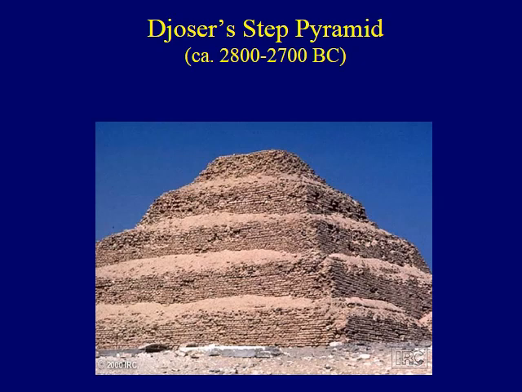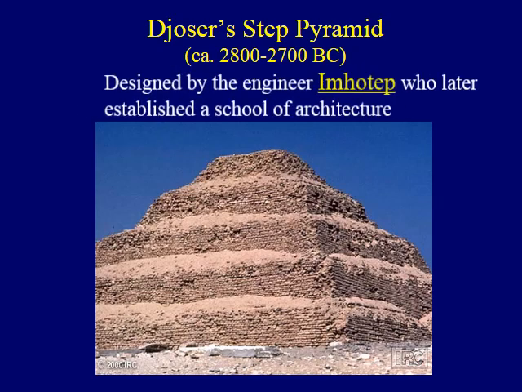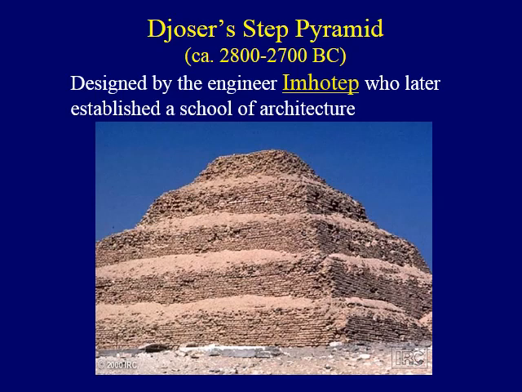He wasn't able to have a perfect pyramid, that's why the different steps are involved here, but this was designed by an engineer named Imhotep, and it was very successful for its time, but what he ended up doing was he established a school of architecture, and those who followed him were able to perfect this pyramid structure.